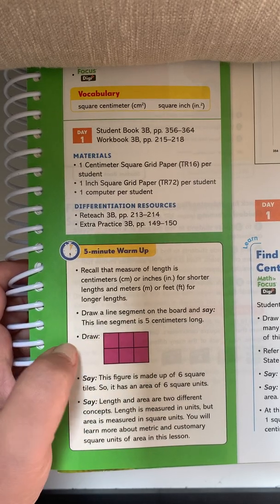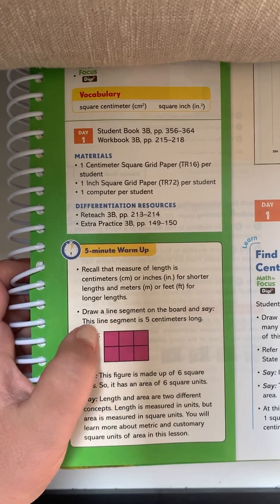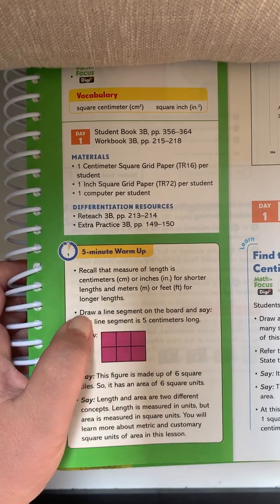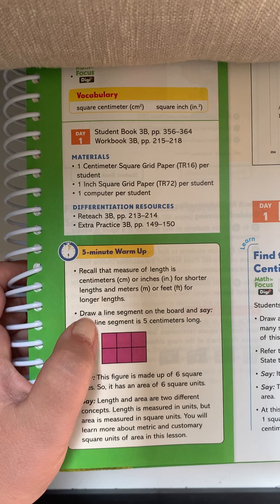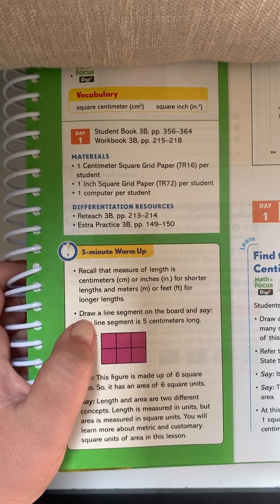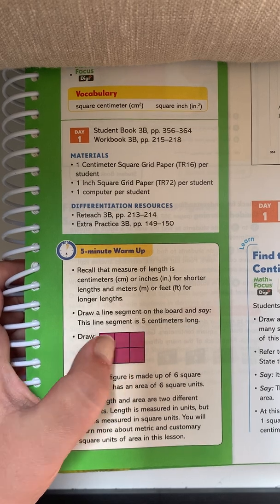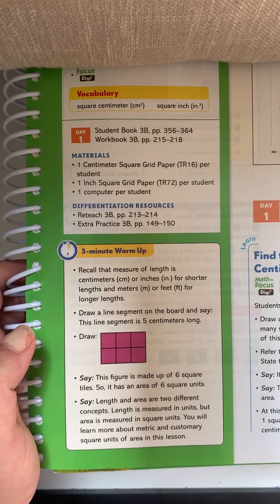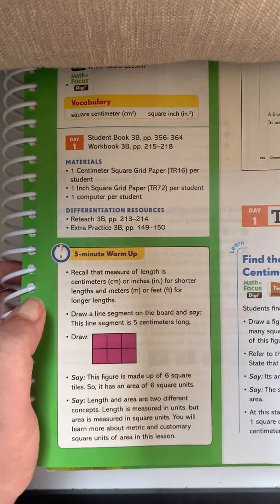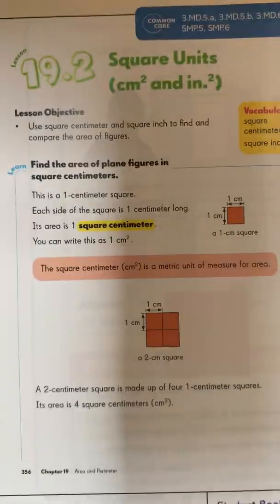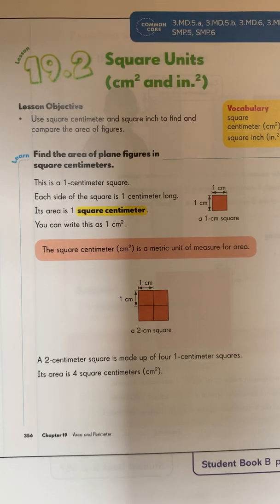Okay, now length and area are two different concepts. Length is measured in units, but area is measured in square units. So you are going to learn a little bit more about the square units in this lesson. So let's open up our textbook to page 356 and let's read along together.